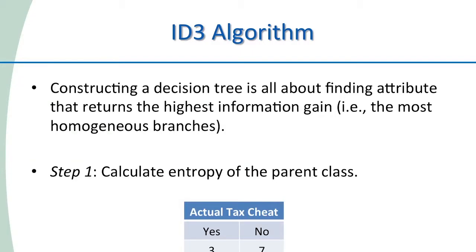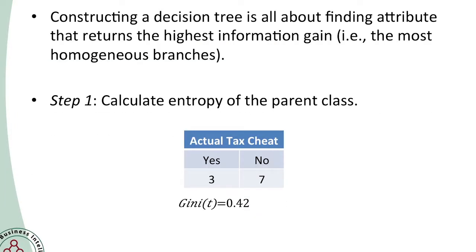Now, given all of that information, let's go back to the definition of the ID3 algorithm and construct a decision tree. Constructing a decision tree is all about finding the attribute that returns the highest information gain or the most homogeneous branch. Okay, we start off with the first step. We calculate the entropy of the parent class. We did that, and the Gini of the parent class is 0.42.